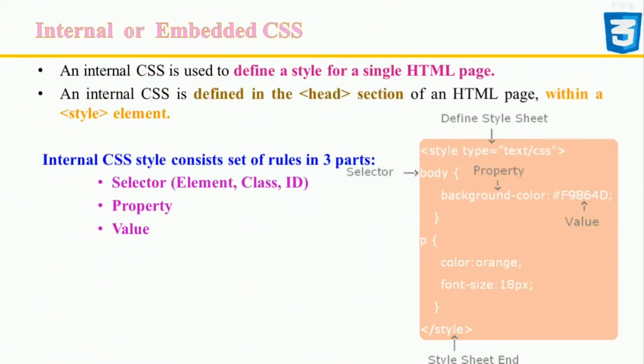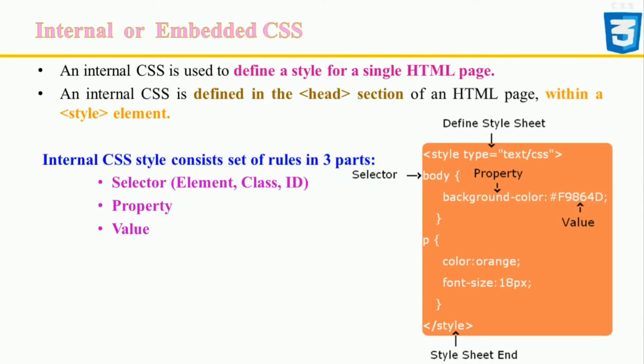The internal style sheet is used to add unique style for a single document. It is defined in the head section of the HTML page inside the style tag. Internal CSS style consists of a set of rules in three parts: selectors, property, and value. Selector is normally an HTML element where you assign the CSS style.